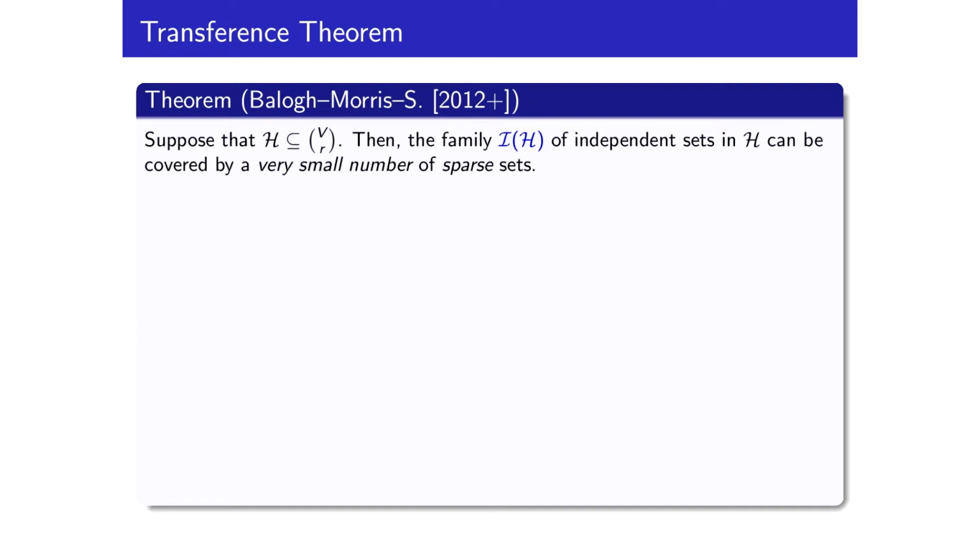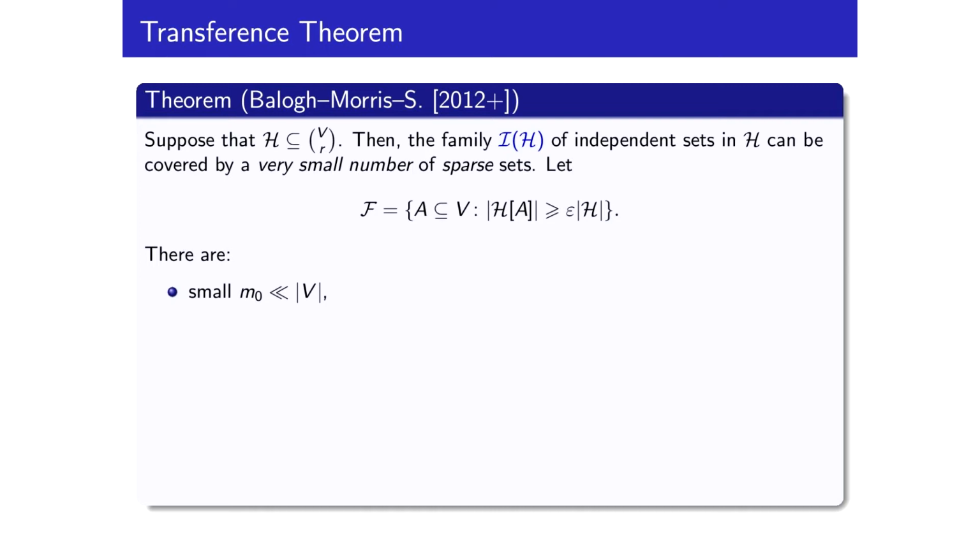Independent sets in H. Then the aim is that we want to cover the independent sets with a very small number of sparse sets. So for this we define the non-sparse sets, the dense sets. So F with a subset of vertices which are dense.